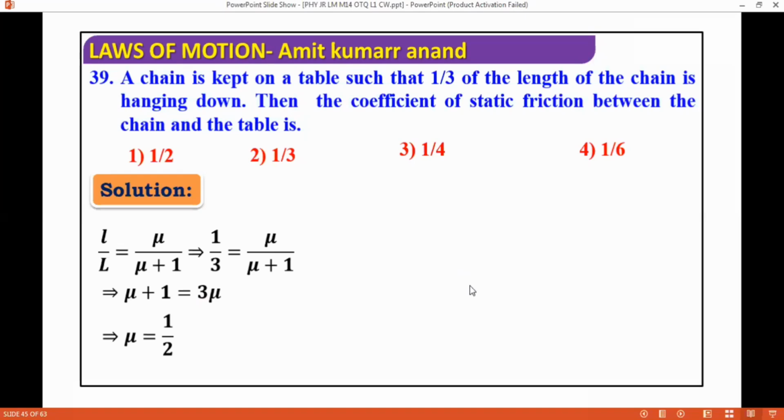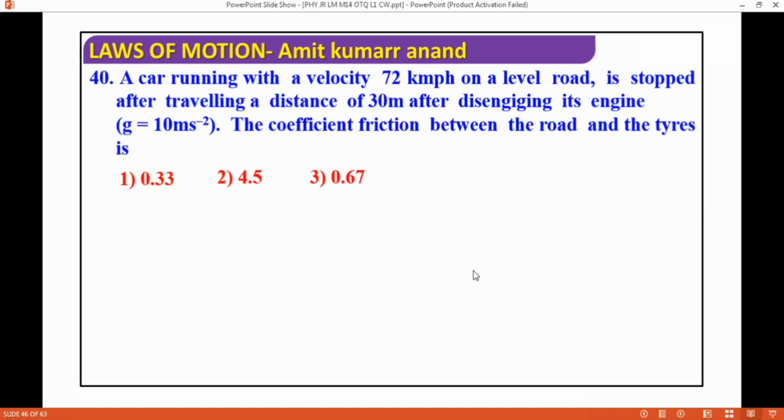So for the next question, we are going for a car moving with a velocity of 72 km per hour on a level road. It is stopped after traveling a distance of 30 meters after disengaging its engine. Find the coefficient of friction between the road and the tires. You see the calculation part I'm showing you.